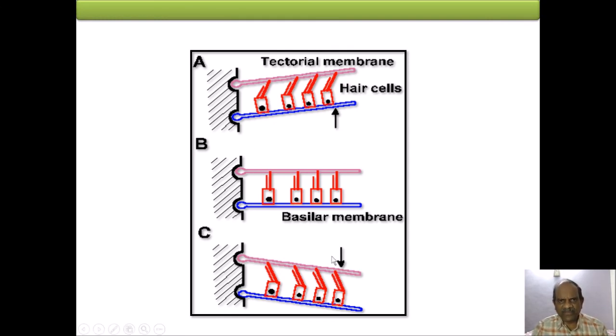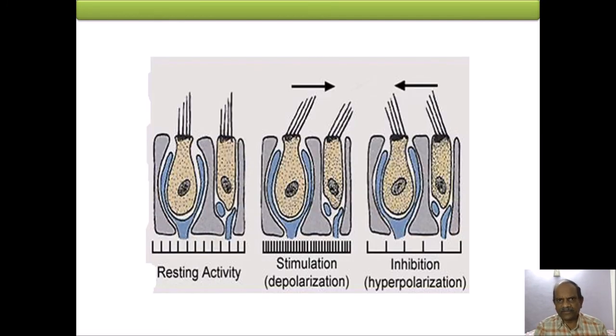It is the same thing. When the basilar membrane moves in the upward direction, there occurs the bending of these hair cells away, and when it moves downward, it moves to the inner part or inner region. And once again remember that these are the resting cells, and it shows the activity when they are not stimulated.